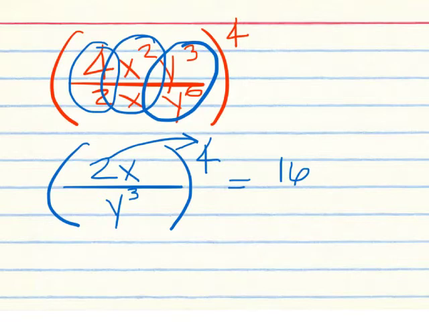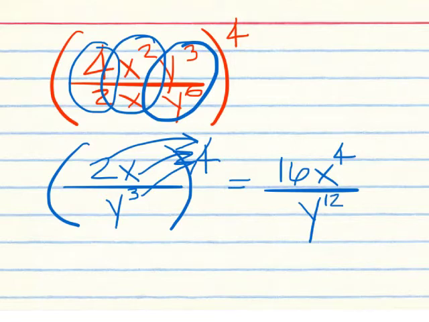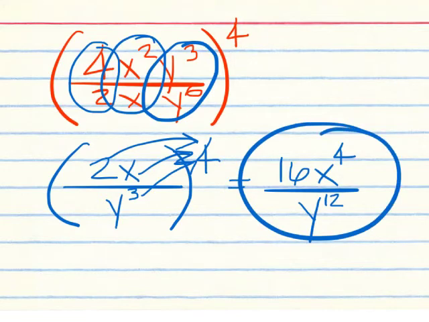That's 2 times 2 times 2 times 2. And then x to the fourth power is just x to the fourth power. On the bottom, y to the third to the fourth, you multiply the exponents. 3 times 4 is 12. 16 x to the fourth over y to the 12th is the final answer.